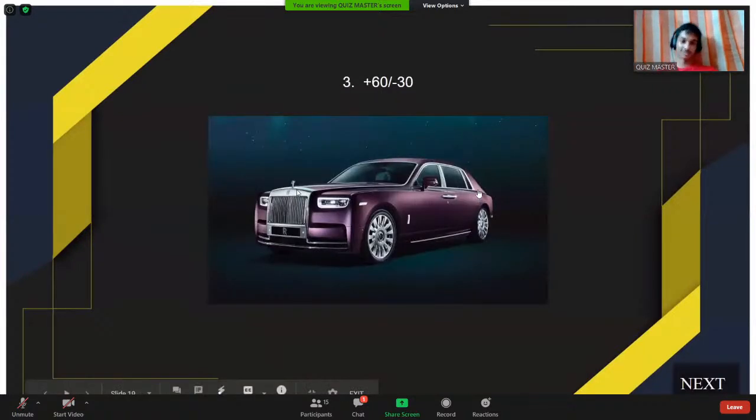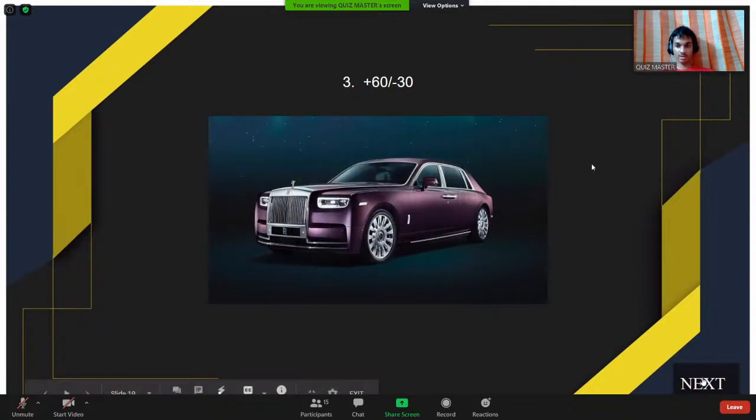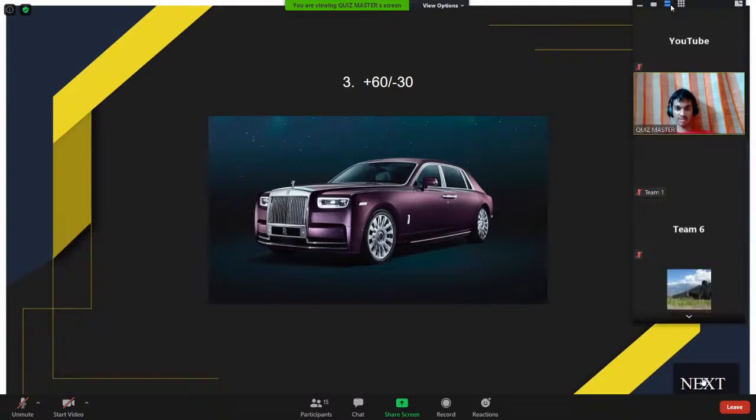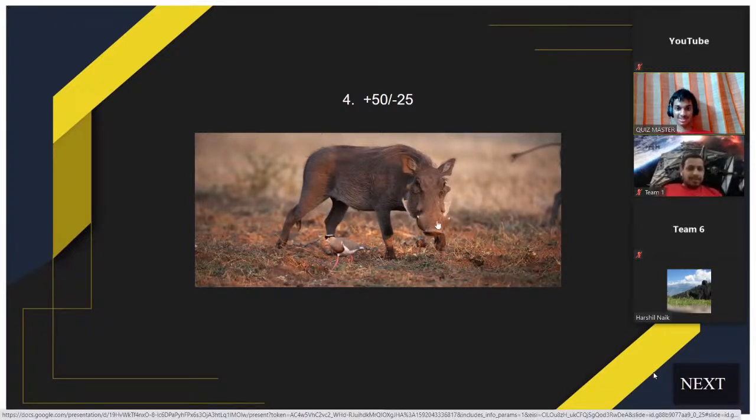Another car. Any guesses coming in? Okay, I don't see any. Okay, next picture. Picture 4. This carries a plus 50, minus 25. If you've watched The Lion King and you've seen Timon and Pumbaa, this is the animal that Pumbaa was.